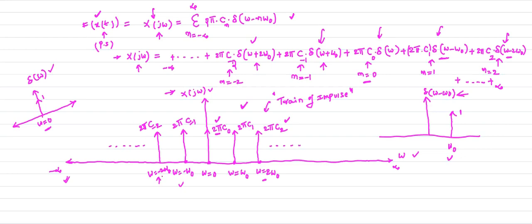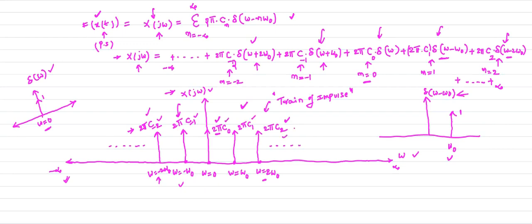Like that, at omega equal to minus 2 omega naught, the impulse is associated with the weight of 2 pi into c minus 2. At omega equal to minus omega naught, it is associated with a weight of 2 pi into c minus 1. Like that, at different instants the spectrum is a train of impulses. The Fourier transform of a periodic signal looks like an impulse train, and at each and every instant the impulse is associated with the corresponding weight. These are the weights of the impulse train.